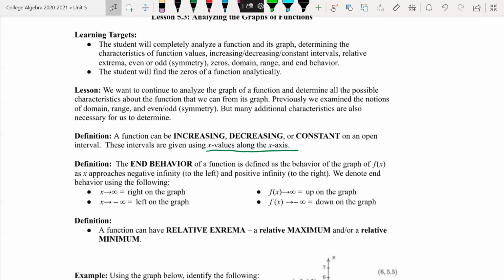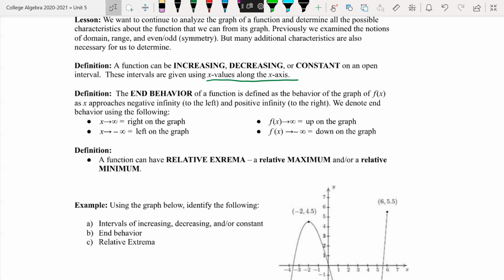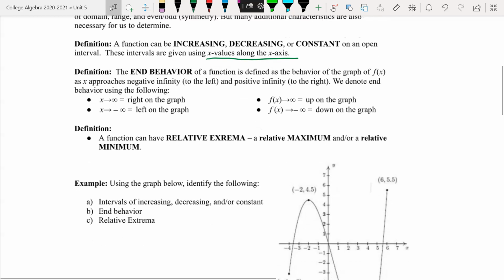Another definition I want to talk about is end behavior of a function, which is defined as the behavior of the graph of f of x as x approaches negative infinity to the left and positive infinity to the right. We denote end behavior using the following, and I'll show you what it looks like whenever you write it out. So a function can have a relative extrema, aka a relative maximum or a relative minimum. It's called relative extrema because whatever is highest or lowest in that neighborhood is the relative max or min. That's what we define it as.